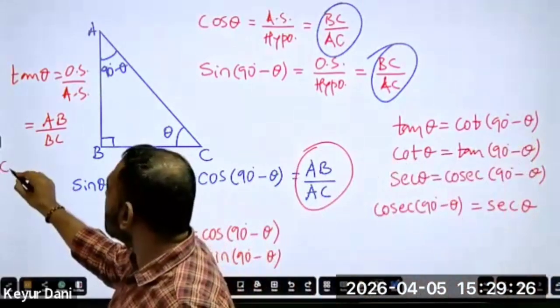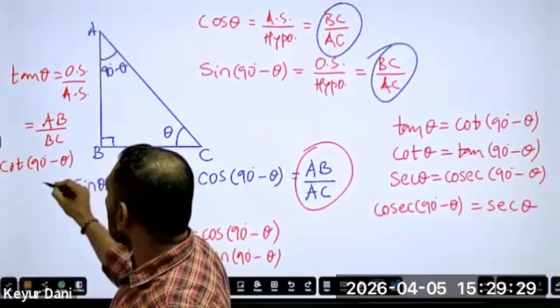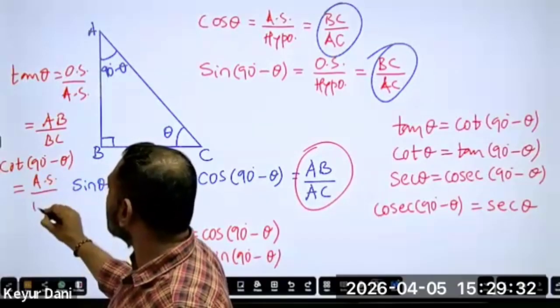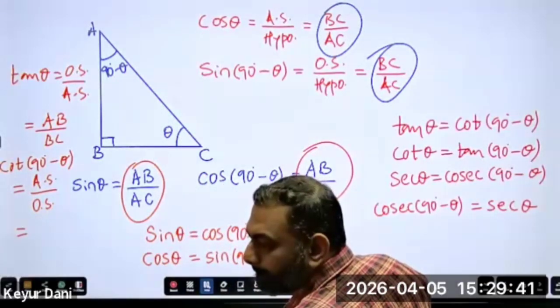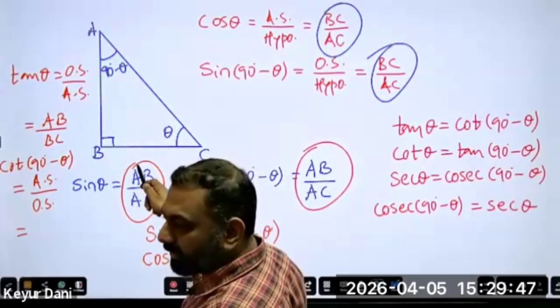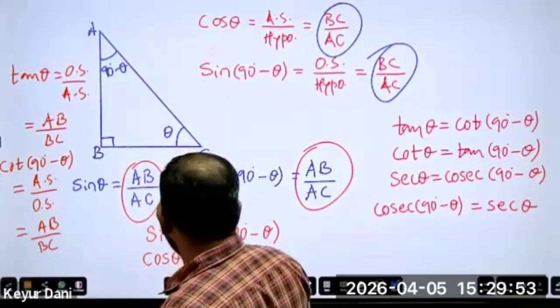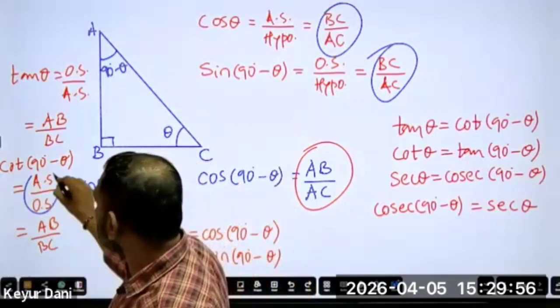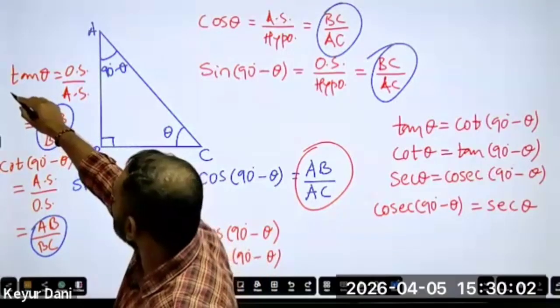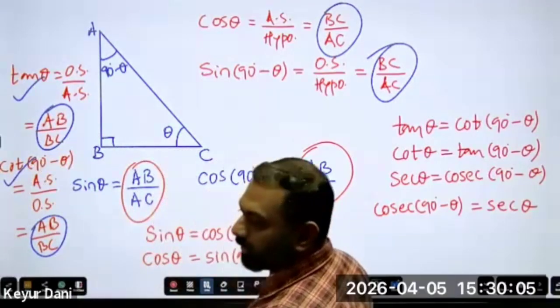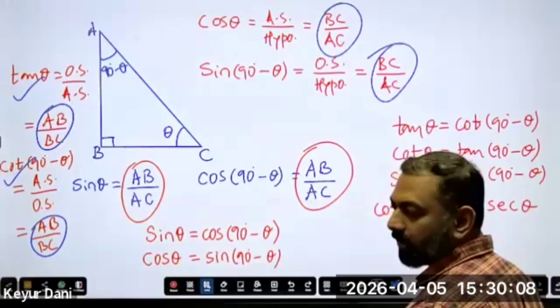Now, let us take the right hand side, which is cot of 90 minus theta. What is the formula for cot of 90 minus theta? It is adjacent side upon opposite side. Now tell me, for 90 minus theta, what is the adjacent side? AB, correct, and BC will be the opposite side. So it will be AB upon BC. Now check this and this. If they are equal, then these two have to be equal. We proved tan theta equals cot of 90 minus theta.